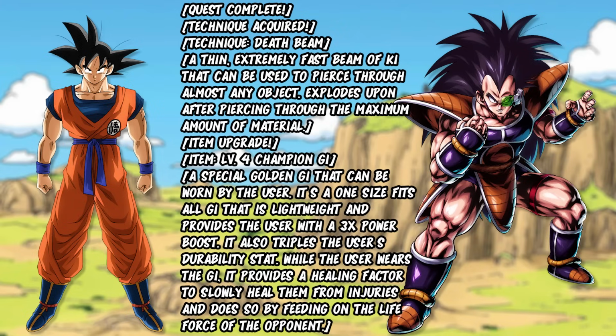Item upgrade: item level 4, Champion Gi. A special golden gi that can be worn by the user. It's a one-size-fits-all gi that is lightweight and provides the user with a 3x power boost. It also triples the user's durability stat. While the user wears the gi, it provides a healing factor to slowly heal them from injuries and does so by feeding on the life force of the opponent.